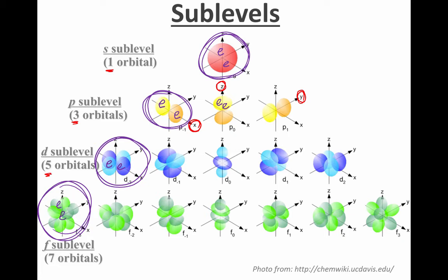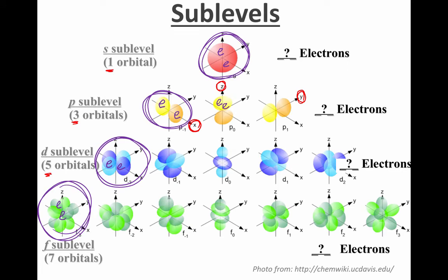Now, a check of your math skills. So, in an s sublevel, how many total electrons would fit? 2 electrons fit. Excellent. And what about the p sublevel? How many total electrons fit there? That's right, 6 electrons. 2 electrons in each orbital for a total of 6. In our next sublevel, the d sublevel, there's a capacity of 10 electrons. And finally, in the f sublevel, we have a maximum capacity of 14 electrons.